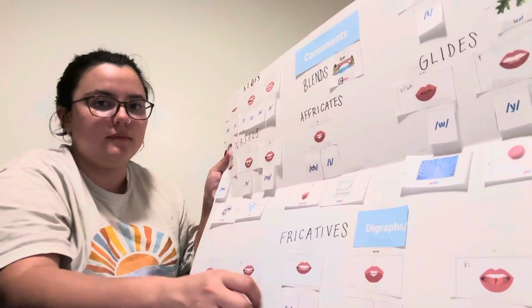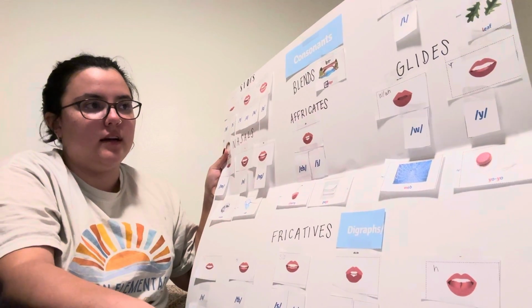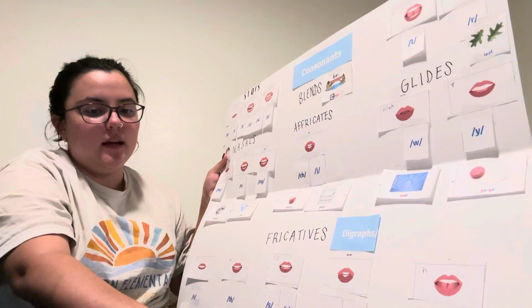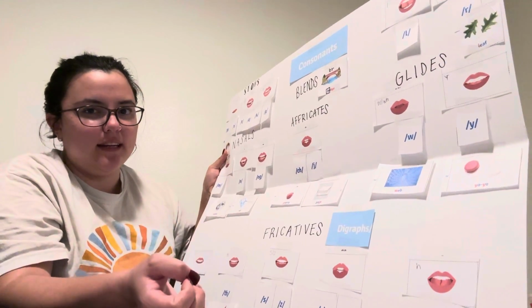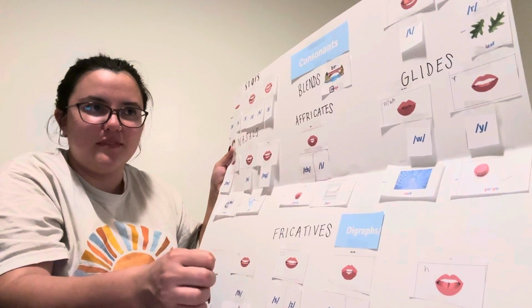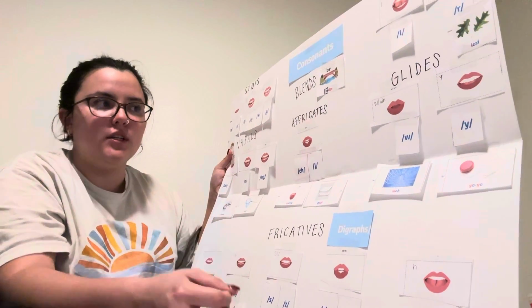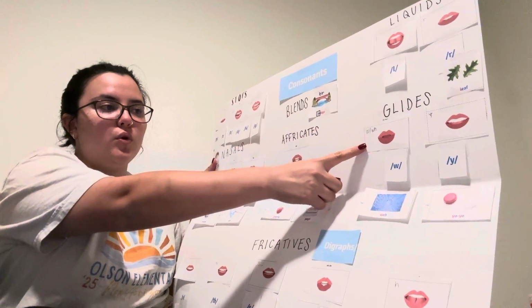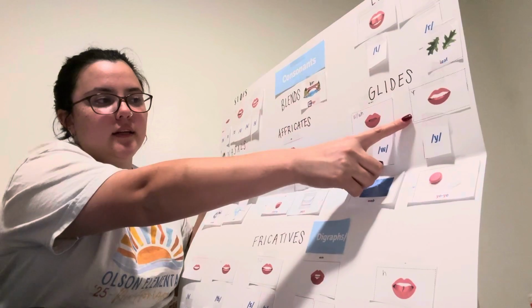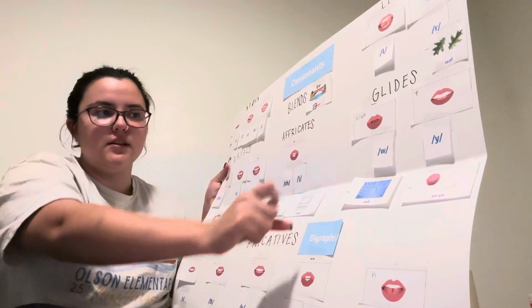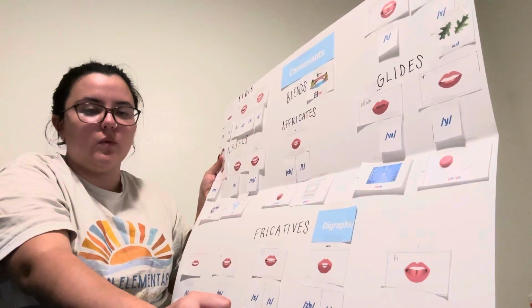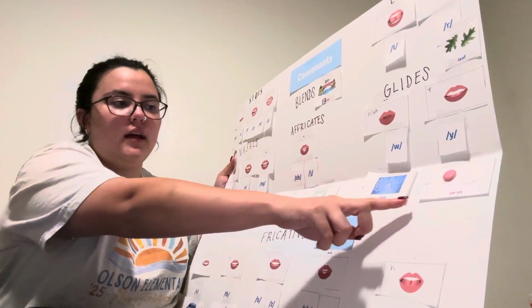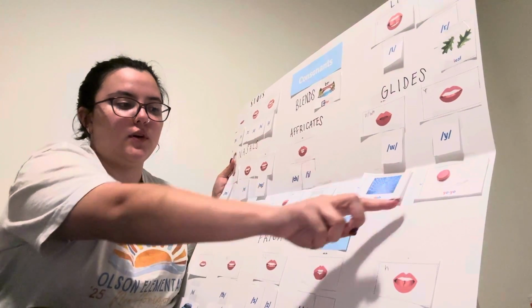The next one is glides. Glides, they only have a slight obstruction or mouth restriction. So the mouth formations would be w and y. So W and Y. And the word examples would be web and yo-yo.